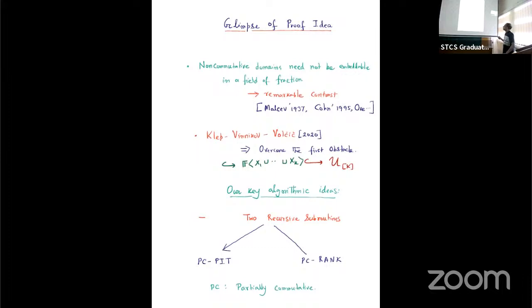Okay, so what are our key algorithmic ideas? Our main algorithmic ideas are generating two recursive subroutines. We generate a PIT algorithm for algebraic branching programs over these partially commutative variable sets. And we also generate another algorithm that computes rank. And these two algorithms interact with each other in the build of it.